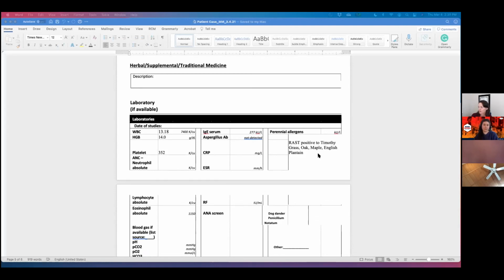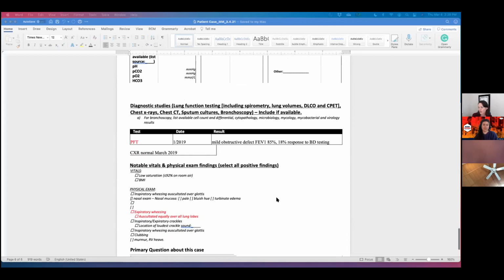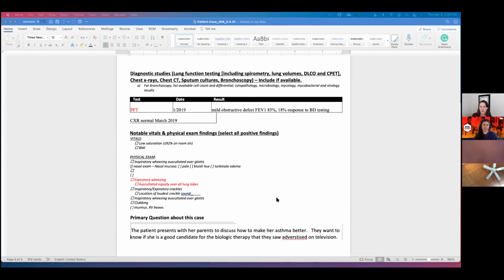So grasses, trees. Her lung function testing, she had a pretty extensive workup. She had a cardiopulmonary exercise test that didn't really reveal any abnormality. And she also had spirometry that showed mild airflow obstruction with bronchodilator improvement of 18%. She had a normal chest x-ray, and when I examined her, she had audible wheezing, particularly in the expiratory phase, throughout all of her lung fields. Otherwise, her exam was unremarkable.